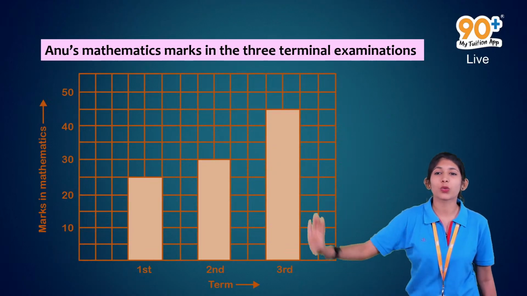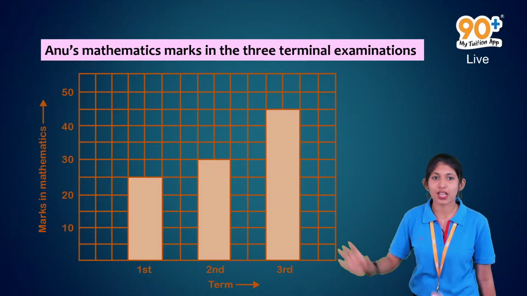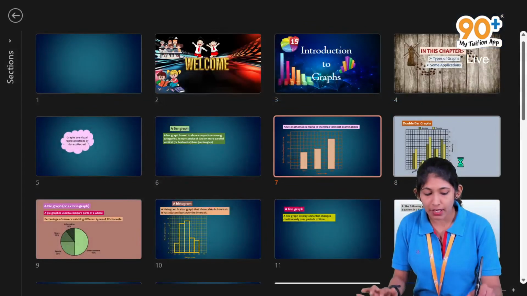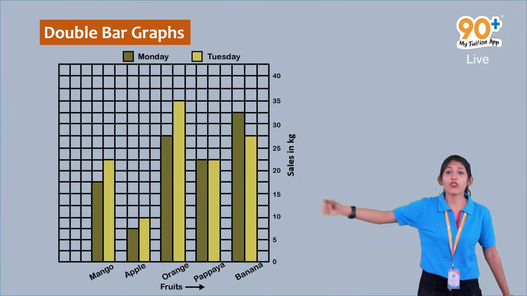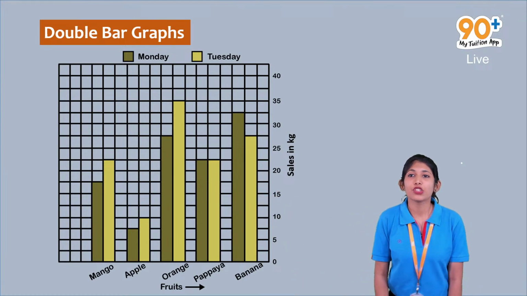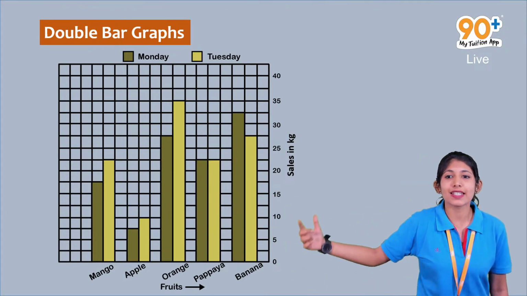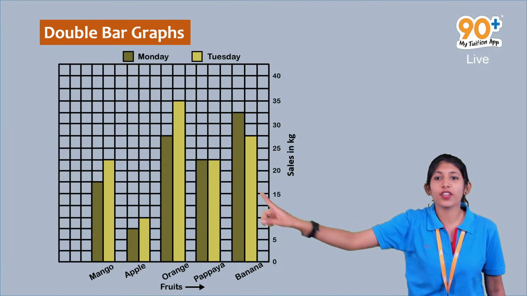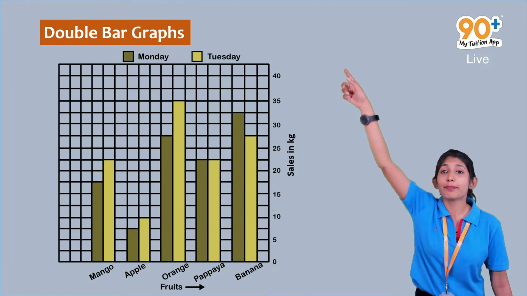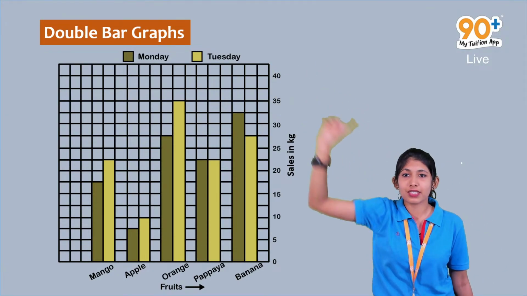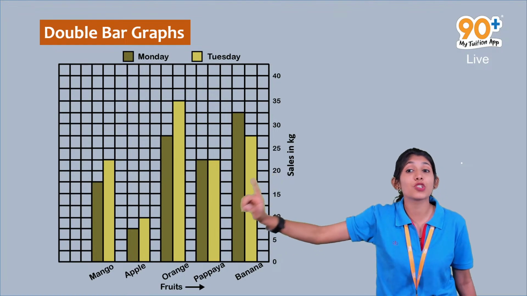So you have an idea regarding bar graphs, right? Data are shown as bars. Now for a double bar graph, instead of 1 bar, we'll have 2 bars. Here you can see the sales of some fruits on Monday and Tuesday. If you are drawing 2 bars, it's mandatory that you represent what these 2 bars denote, what these 2 colors denote.